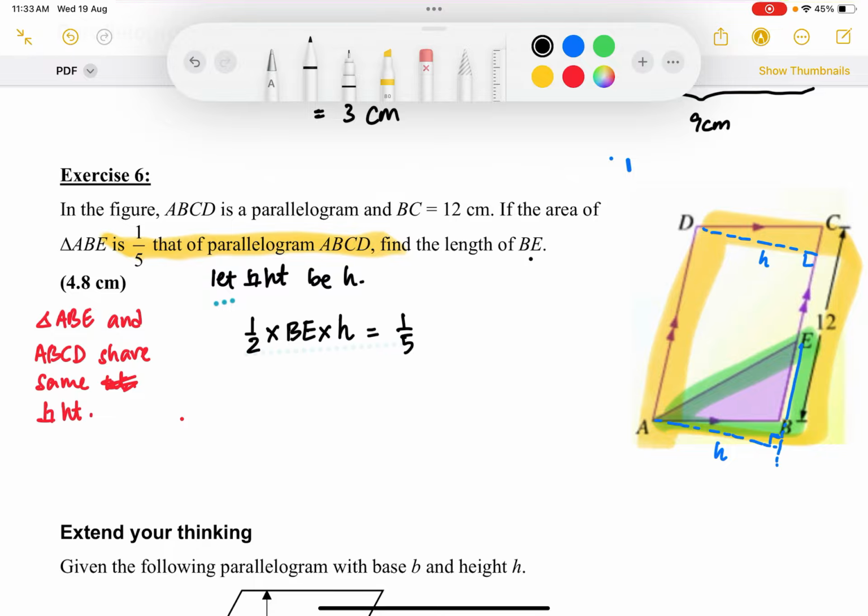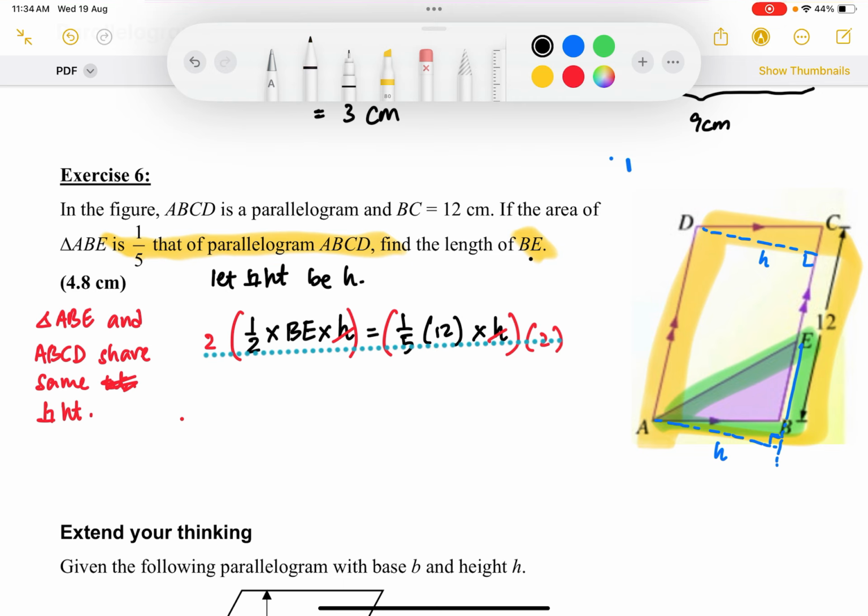We're going to choose 12 as the base. And the perpendicular height, again, is the same h. Our objective is to find the length of BE. So looking at our working, we want to get rid of the half. We want to get rid of the h. We do so by multiplying by 2 on both sides first. Then we can also divide by h on both sides.